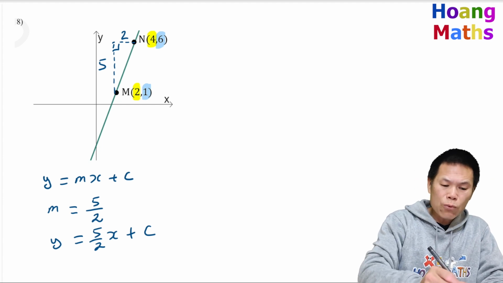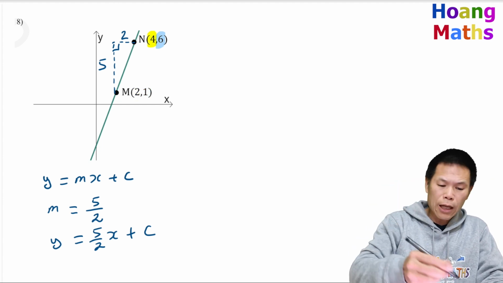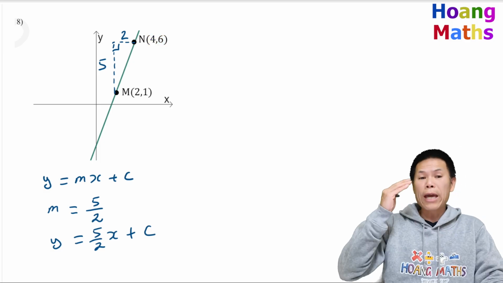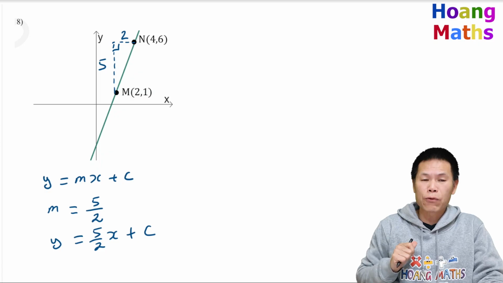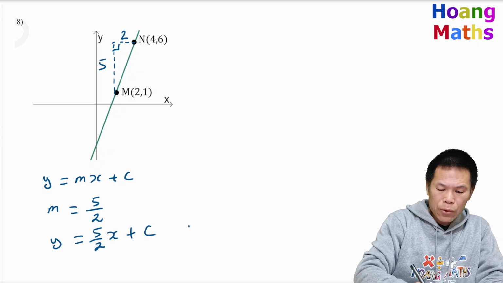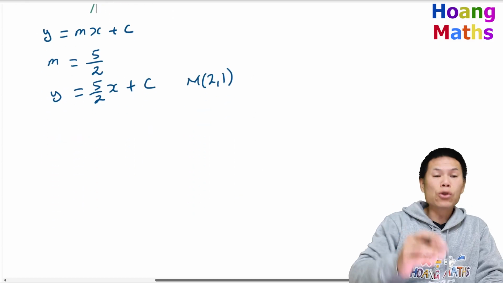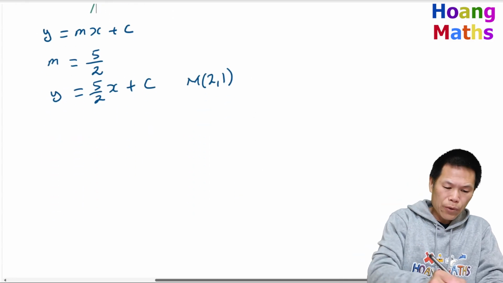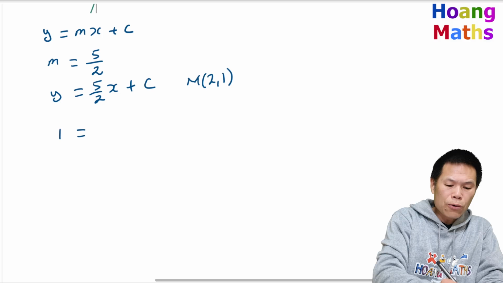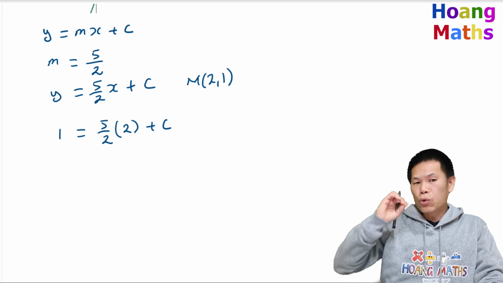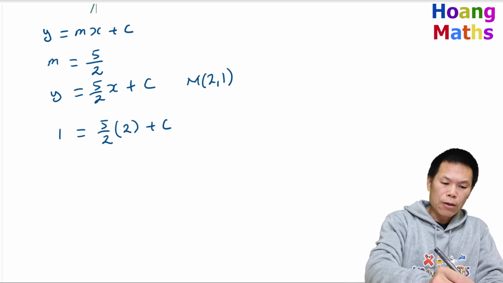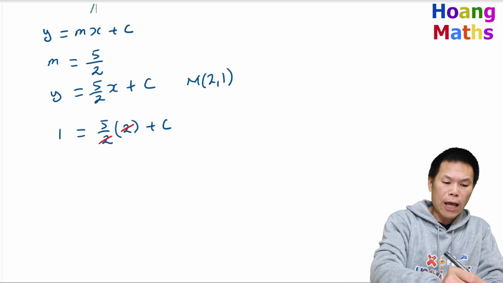So to work it out, we can either use 2, 1, that is point m, or we can use point n, 4, 6. Let's just use 2, 1. Okay, you can use 4, 6, of course. So let me just write it down. I use point m, 2, 1. So now when x is 2, y is equal to 1. So that means 1 equals 5 over 2 x, which is 2, plus c. So 5 over 2 times 2 gives me 5. Because these 2s here, I can just cancel out.